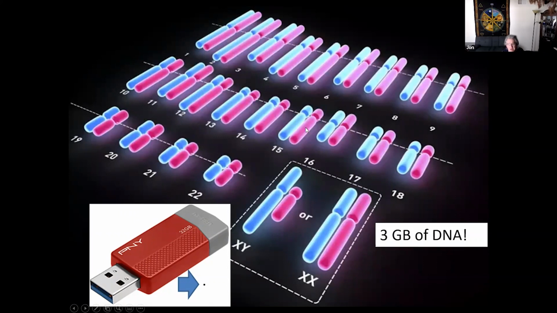Fine. No big deal. Anyway, so the information density is incredible for DNA. We've really got a huge amount of information packed in there.